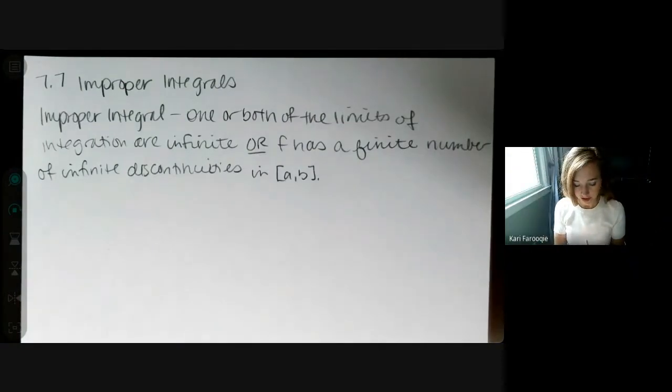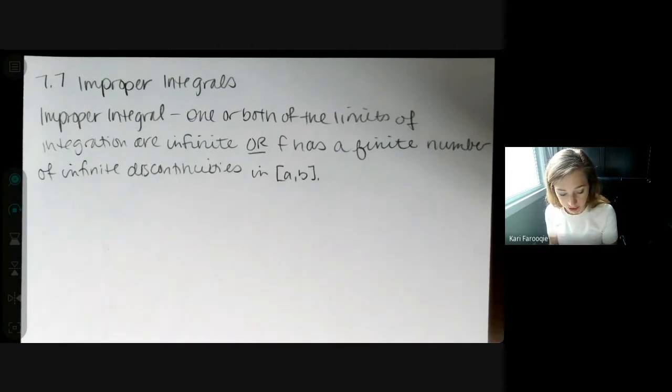I don't think you're going to see anything doubly discontinuous in this section, which means you're going to have both an infinite limit of integration, maybe two of them, and a finite number of infinite discontinuities. So I really want to focus on talking about how to set these up. And then when we get to the particular examples, I want to talk with you about what this would look like. Because I think it is important to, of course, understand what it is you're trying to integrate.